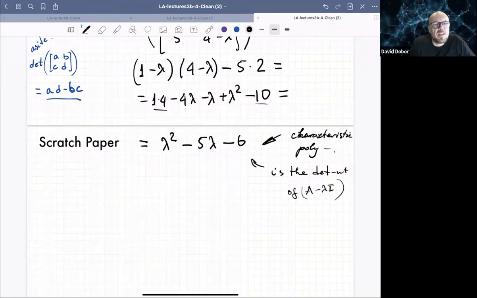It's a quadratic equation in lambda, so just solve it. You remember that formula, minus B plus or minus the square root of B squared minus 4AC, divided by 2A, all of that stuff. If you don't remember, you don't have to. I don't know why people remember this. But if you remember, that's great.